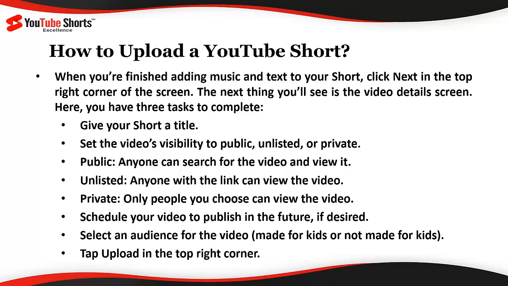Set the video's visibility to public, unlisted, or private. Public: anyone can search for the video and view it. Unlisted: anyone with the link can view the video. Private: only people you choose can view the video.